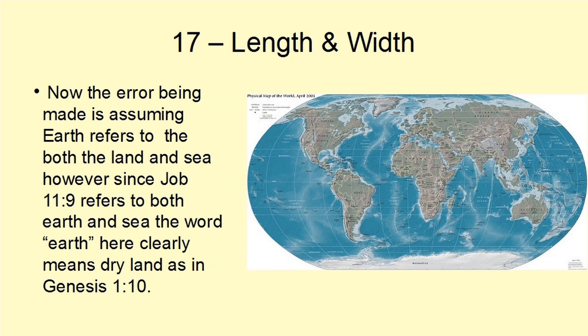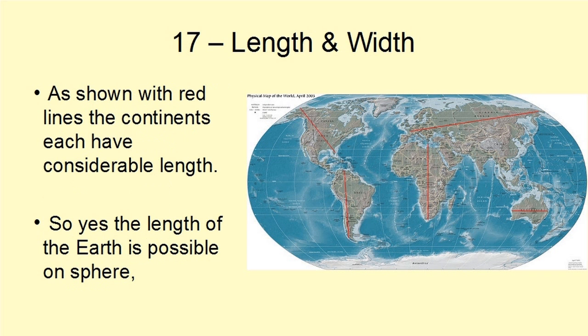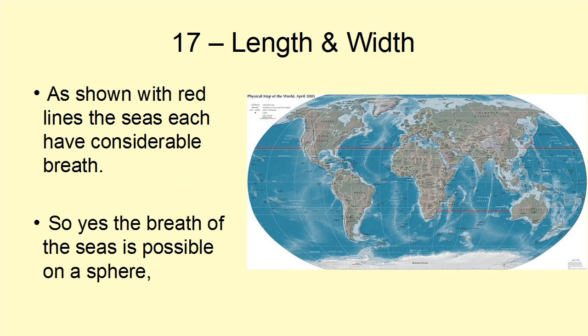Now, the error being made is assuming Earth refers to both the land and sea. However, since Job 11:9 refers to both earth and sea, the word earth here clearly means dry land, as in Genesis 1:10. As shown with the red lines, the continents each have considerable length. So yes, the length of the earth is possible on a sphere. And as shown with the red lines here, the seas each have considerable breadth. So yes, the breadth of the seas is possible on a sphere.